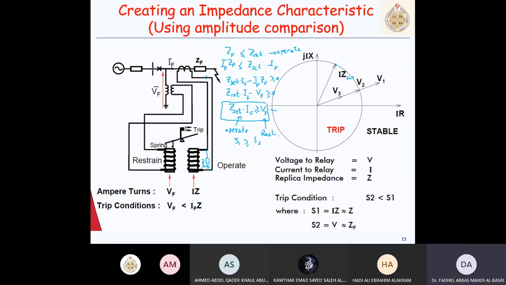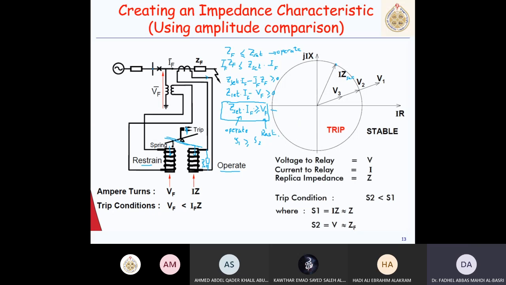And now that current times this impedance will give me the voltage proportional across this coil, and that's called the operating coil, and this is the restraint coil. And when I times Z setting is greater than VF, this will have a force here, and I have a force here. So if this force is greater than this, the beam will tilt like this, and this contact will be tripped. So this is called comparison, a magnitude comparison.